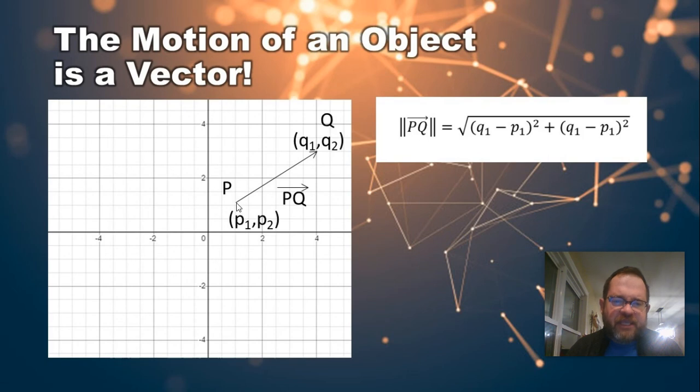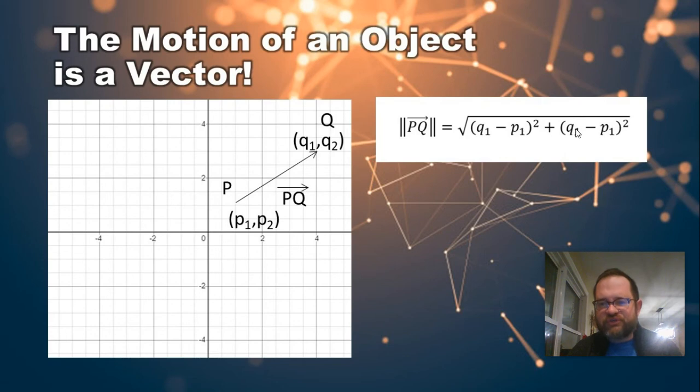So if point P on this graph was at P1 comma P2, and point Q was over here at Q1 comma Q2, then the length of this directed line segment PQ is the square root of the Q1 minus P1 squared plus the Q1.